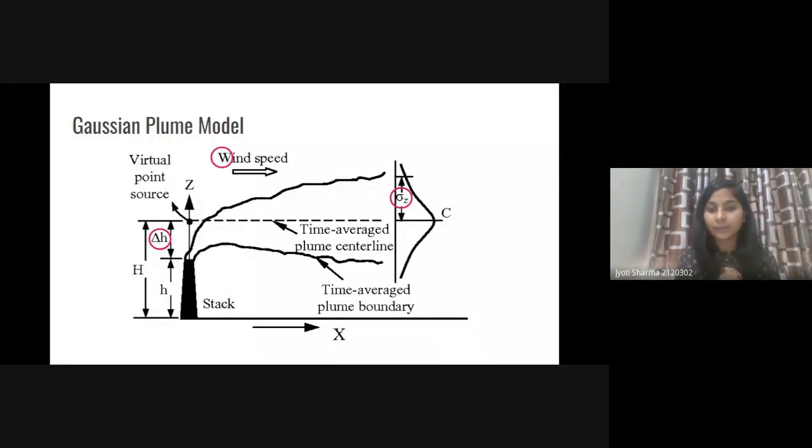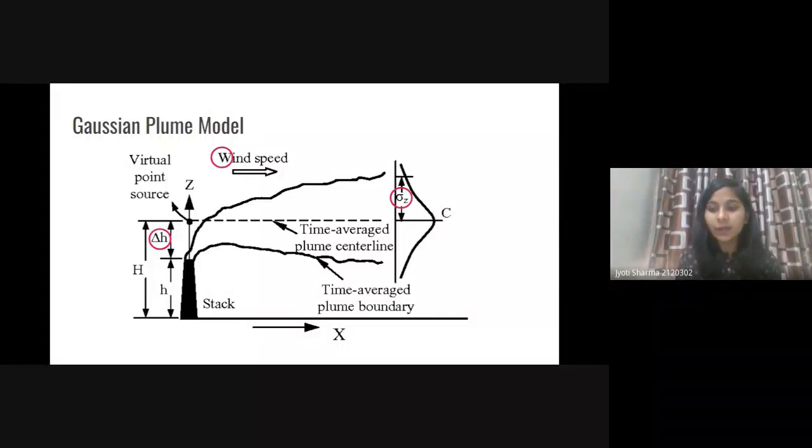So the variable we have right now is the capital H. It may be that in some numerical question we have only the stack height and we have to calculate the delta H. We have a formula by which we can calculate this delta H, or the plume rise, and whenever we add this delta H to the stack height, we get the effective stack height. So this is related to your height.